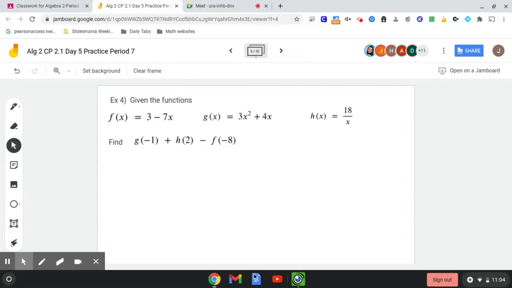So guys, this is like 4 problems. First, you got to find this number. Then you got to find this number. Then you got to find that number. Then you got to add and subtract them. So one at a time, get me a number for each one of these functions. Take your time. Don't post it until I tell you to.